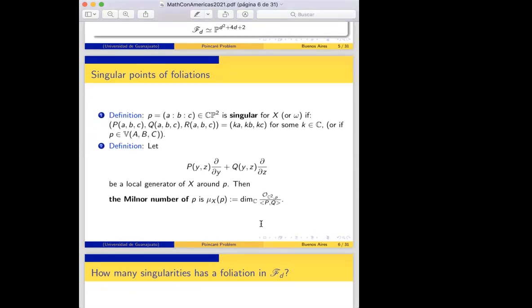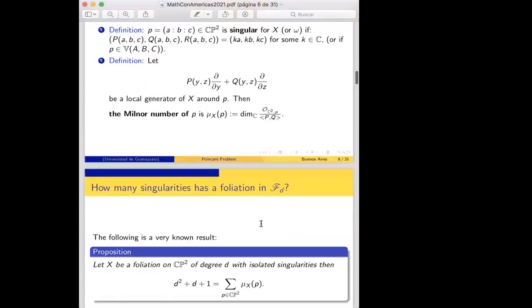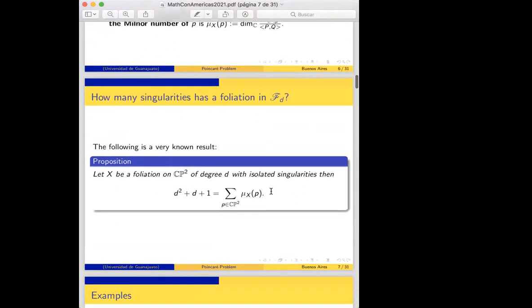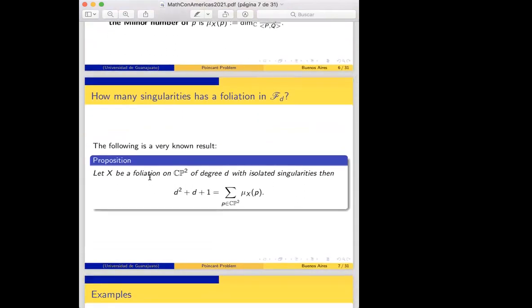Well, now we can ask how many singularities a foliation of degree d has. This is a very well-known result that says that the number of singularities depends just on the degree of the foliation. This is the result: if we have a foliation on the projective plane of degree d with isolated singularities, then the number of singularities is d squared plus d plus 1, counting Milnor number.